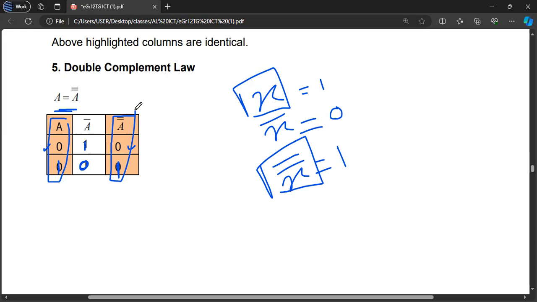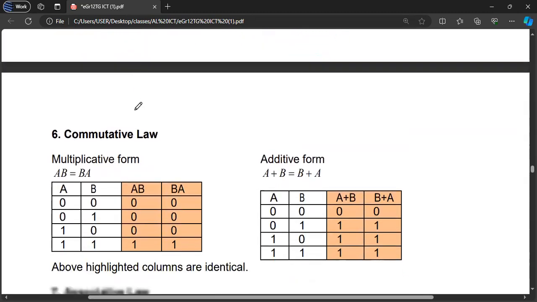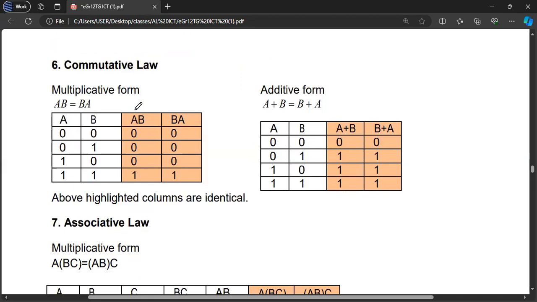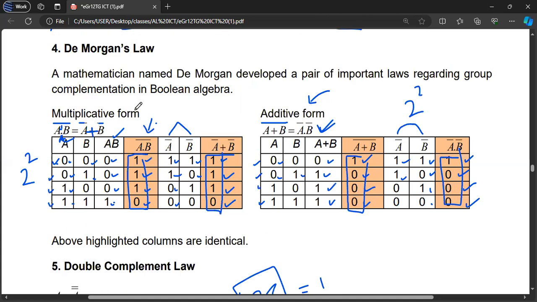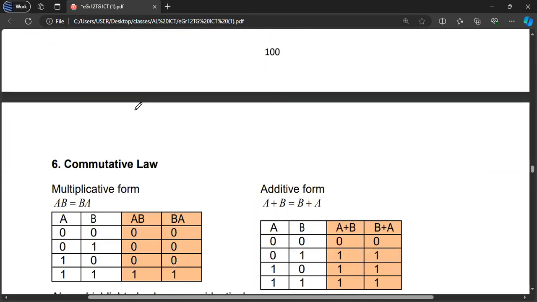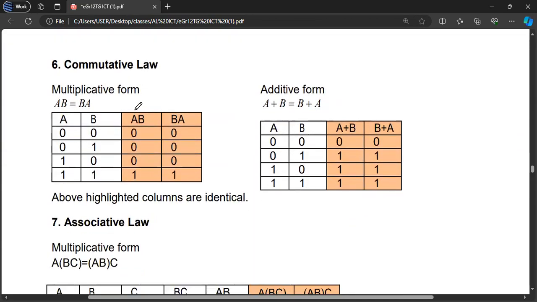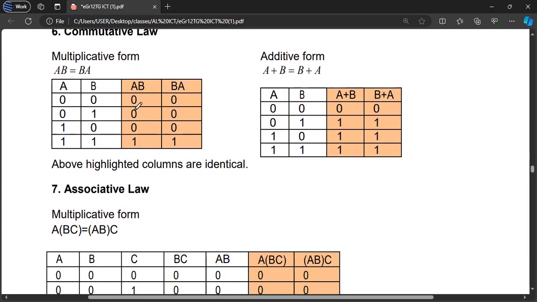Right, good. Then next, let us move on to the next law. Commutative law. Now here we have two forms, right? Here also we have two forms. One is the multiplicative form and the other one is the additive form.